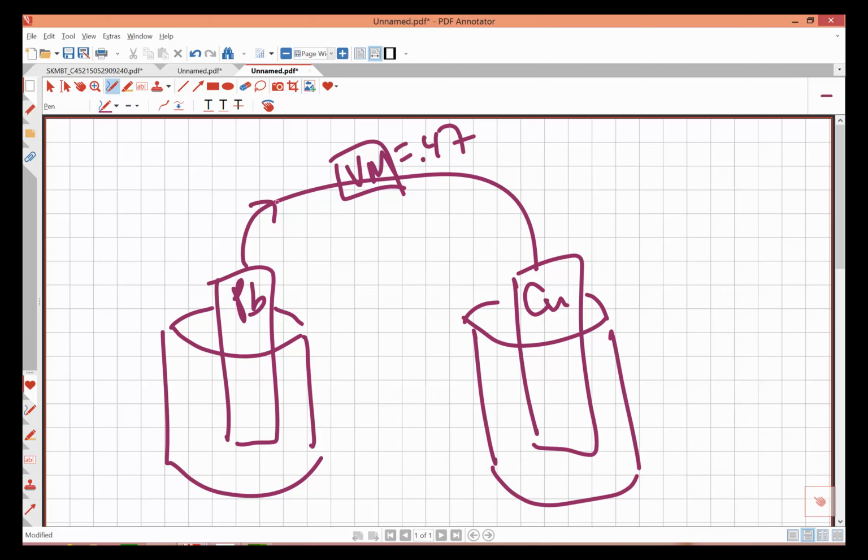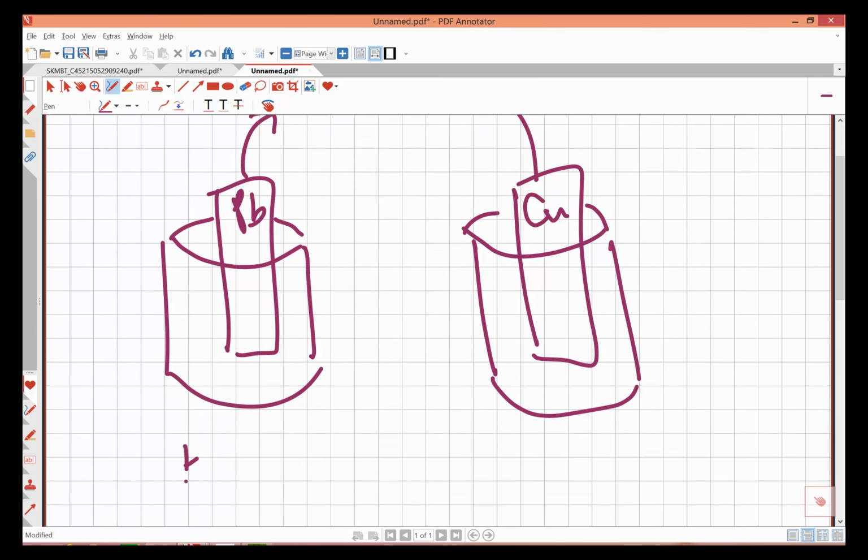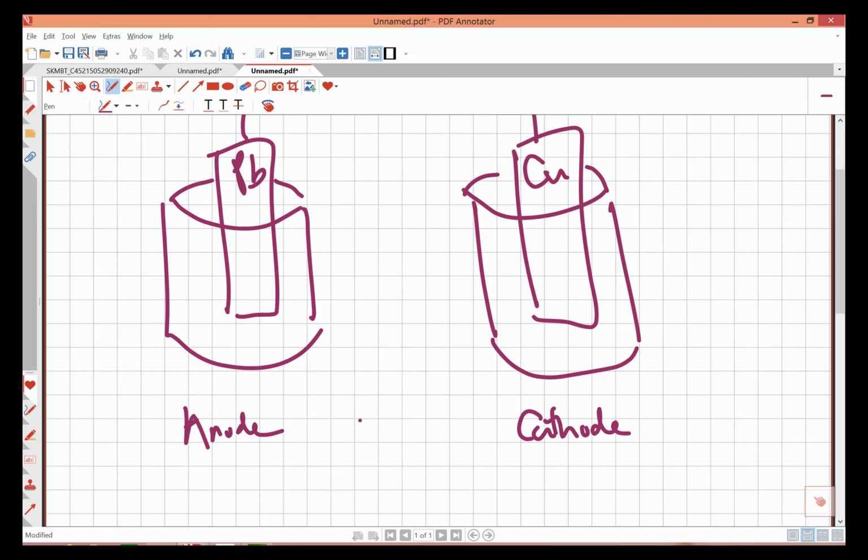And so electrons will go this direction, so you should show that, right, from anode to cathode. You can label this as your anode, this is your cathode. You could label each with a half reaction. I'm going to not be able to show this in a minute, but we could say this is going to be lead, forming lead 2 positive and 2 electrons. This is going to be copper ions plus those 2 electrons, forming more solid copper.